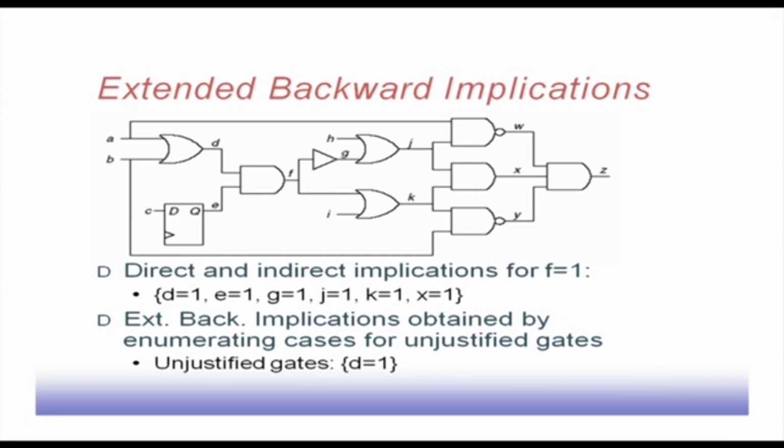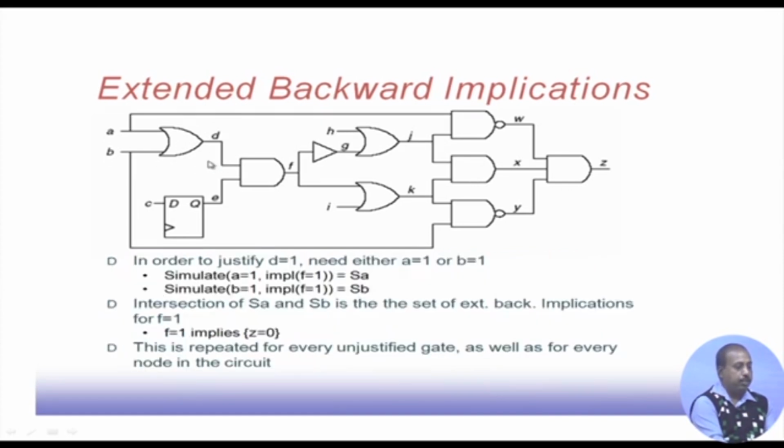Then there is extended backward implication. We first compute the direct and indirect implications for f equal to 1, that is d equal to 1, e equal to 1, up to x equal to 1. Extended backward implications are obtained by enumerating cases of unjustified gates. For setting f equal to 1, one implication is d equal to 1, but its inputs a and b are still unjustified. So d equal to 1 is an unjustified case, and we need to backtrace further.